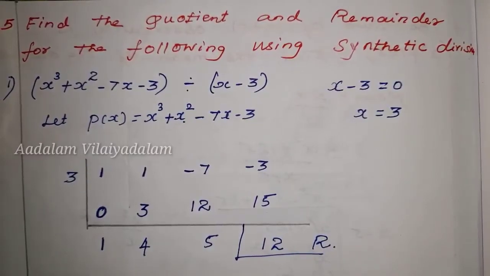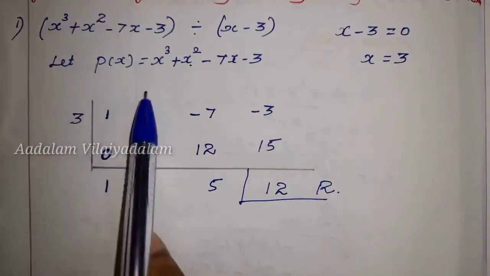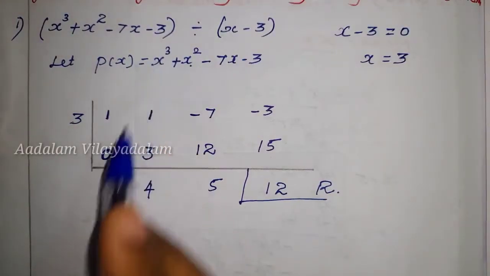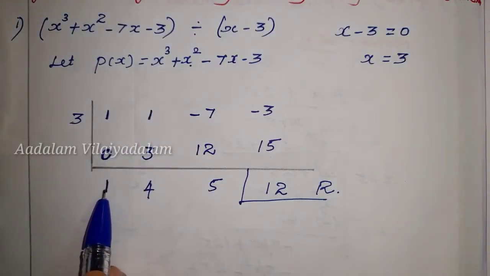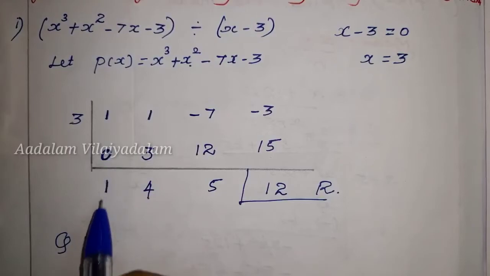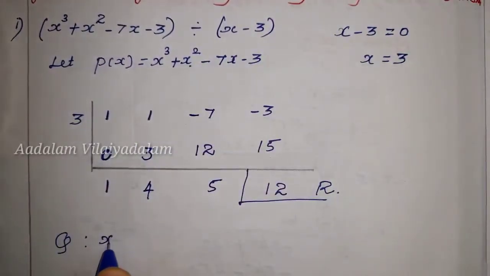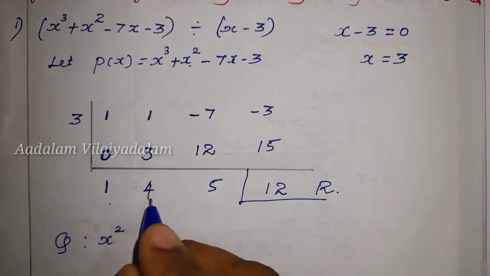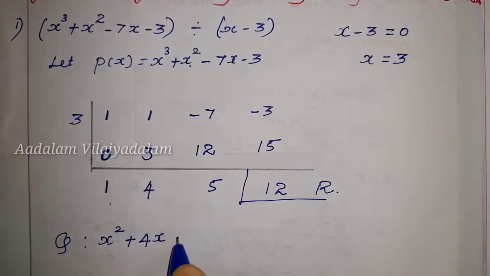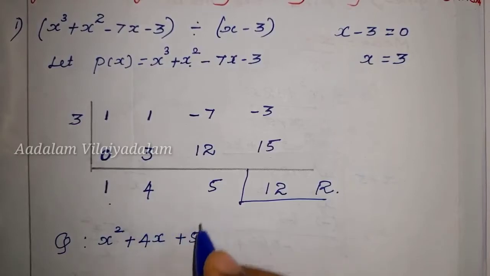So how to write the quotient value? So listen. This is the cubic polynomial, that is power 3. Just reduce to one term. Start from x square. So cubic polynomial means start from quadratic polynomial. So that is 1 into x square. So write the quotient value. So 1 into x square, that is x square. Next x term, 4 into x, 4x, that is plus 4x. Plus 5 is the constant term. So the quotient value is x square plus 4x plus 5 and the remainder value is 12.